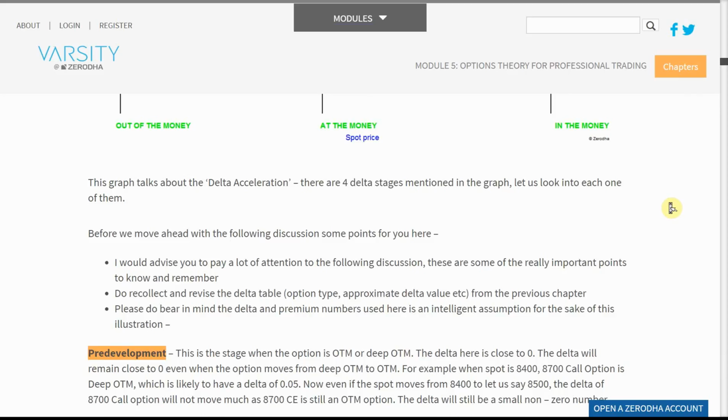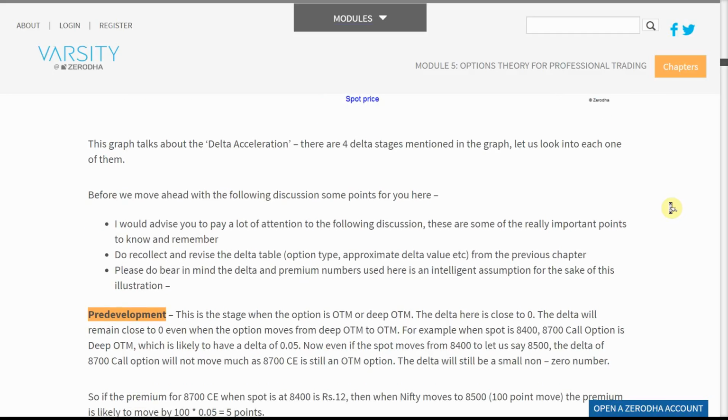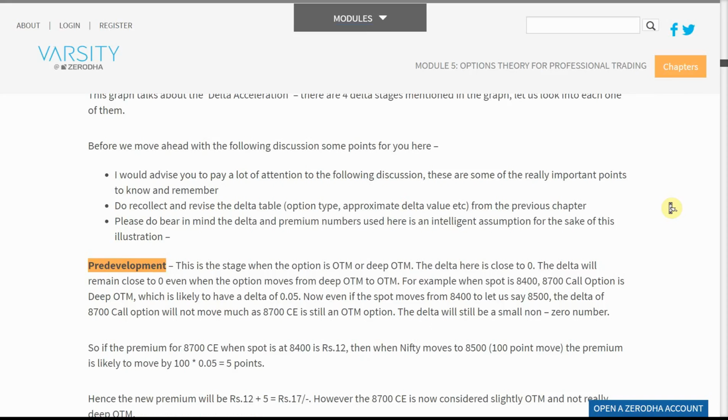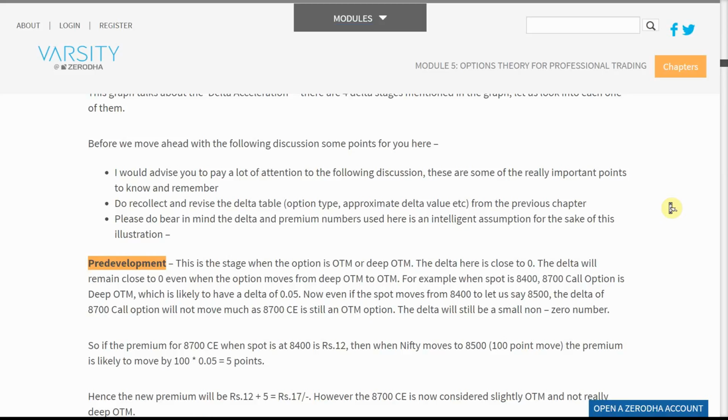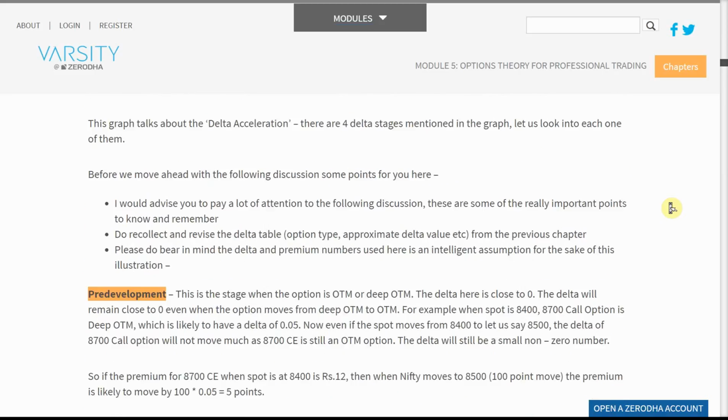Before we move ahead with the following discussion, some points for you here. I would advise you to pay a lot of attention to the following discussion. These are some of the really important points to know and remember. Do recollect and revise the delta table, option type, approximate delta value, etc. from the previous chapter. Please do bear in mind the delta and premium numbers used here are an intelligent assumption for the sake of this illustration.